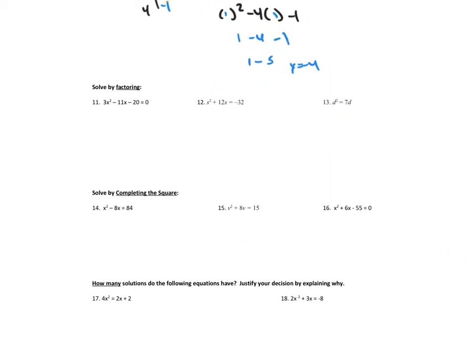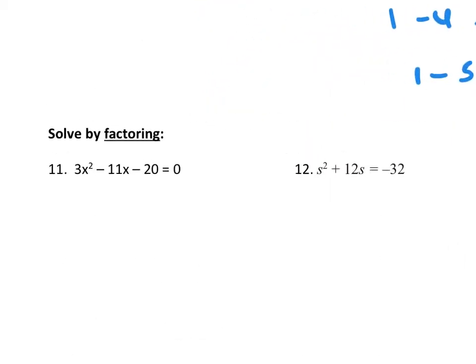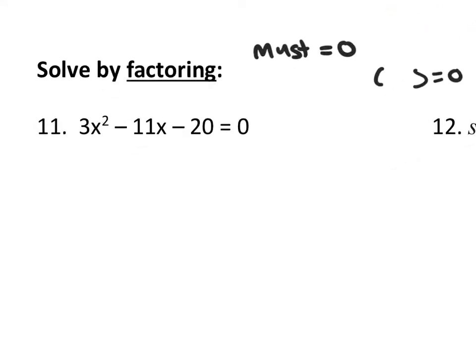Solving by factoring. When we're solving by factoring, remember we must equal 0. That way we can set up the two pieces equal to 0. So for this one here, it's the more difficult type of factoring. You could check for a GCF first, but you'll recognize that there's no way to divide both of those by 3, so we are stuck doing the more difficult type of factoring.